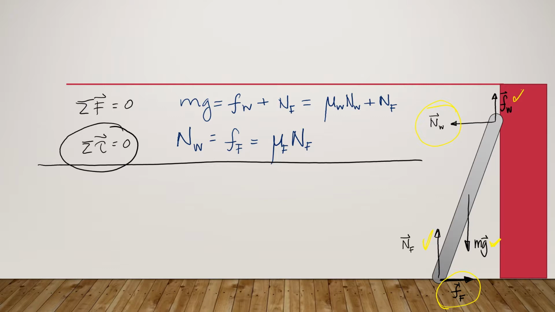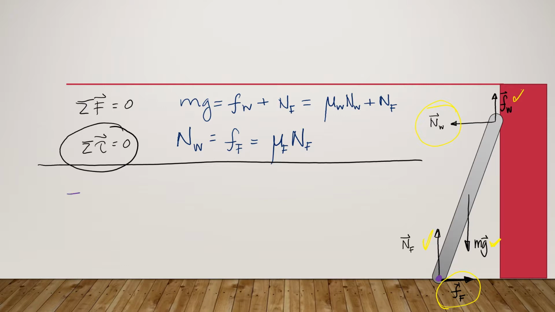So the first thing we'll do is assign an axis. We can pick any one we want to. A good one to pick here is this point here with the floor. The nice thing about that is then there are two forces for which the lever arm is 0, and so we only have to consider the torque for the other three forces.